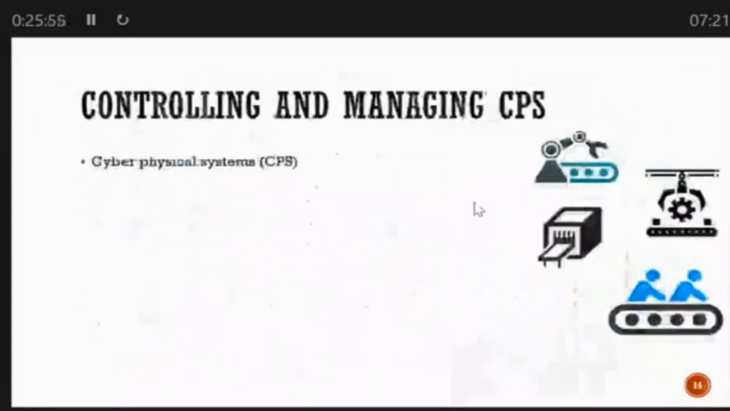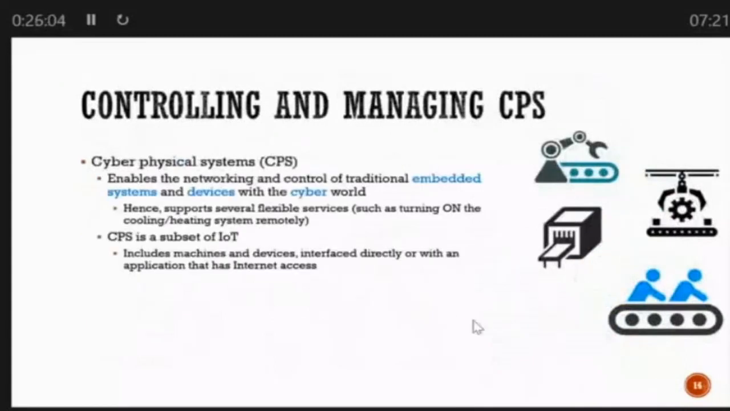The next thing is controlling and managing CPS. CPS stands for Cyber Physical System. So what is Cyber Physical System? We know what is IoT. We know what is industrial IoT. What is CPS, Cyber Physical System? Cyber Physical System deals with embedded systems and devices connected to the cyber world. Cyber world means related to information technology and internet. So when your embedded devices, your embedded systems, are part of the internet, part of the cyber world, this is known as cyber physical system.